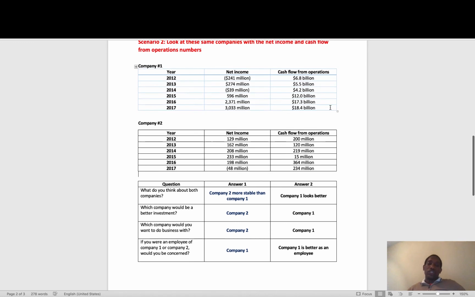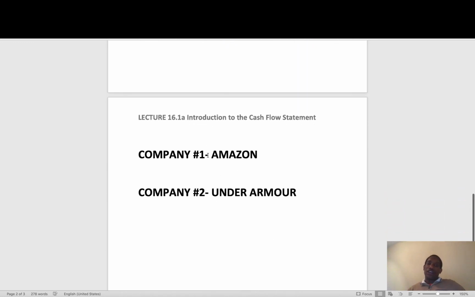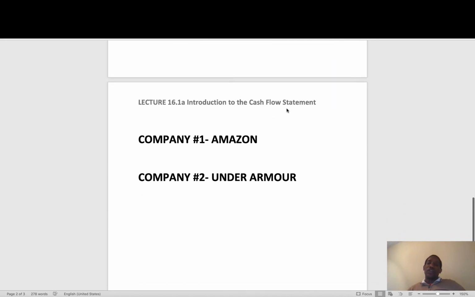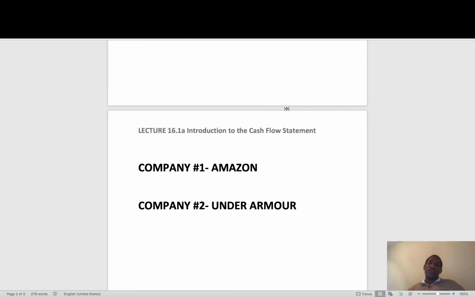So who are these two companies? Well, Company 1 is Amazon, and Company 2 is Under Armour. If you look at the rise in Amazon's stock price over the last couple of years, you'll see Amazon is doing really well. There are many different reasons, outside the scope of this class, as to why there are these different numbers in cash flow from operations. Amazon operates in the retail sector, and they have a very interesting business model that you should study in some of your classes. So Company 1 is Amazon, and Company 2 is Under Armour.